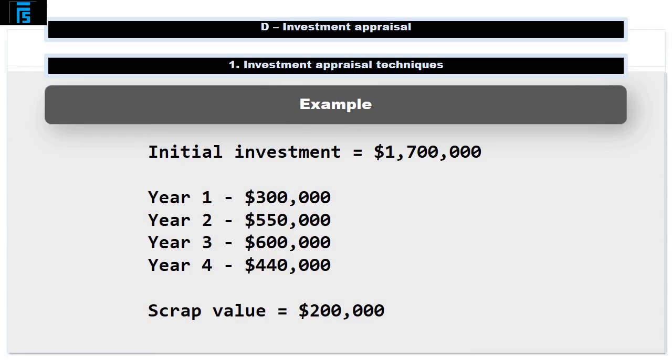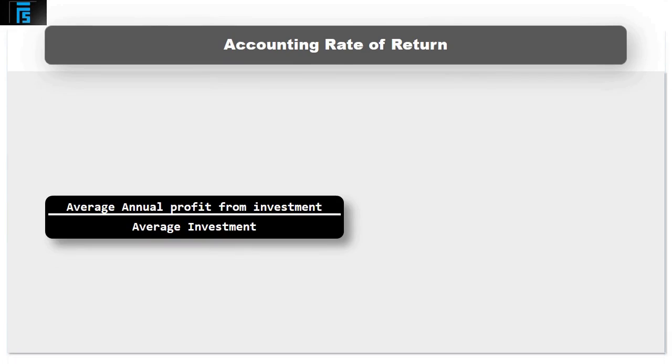So, suppose for example a potential project involves an initial investment in machinery of $1.7 million and has these operating annual cash inflows. Year 1, $300,000. Year 2, $550,000, Year 3, $600,000, and Year 4, $440,000. The machinery will be sold for scrap at the end of Year 4 for $200,000. Let's calculate the accounting rate of return based on average investment.